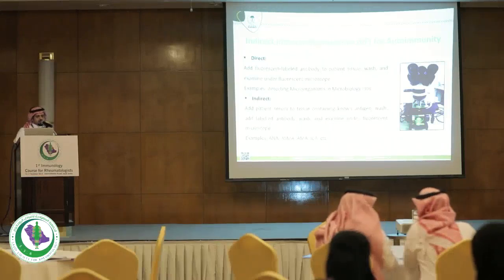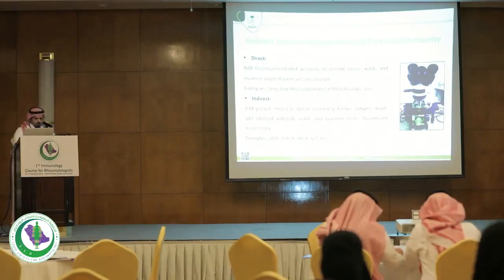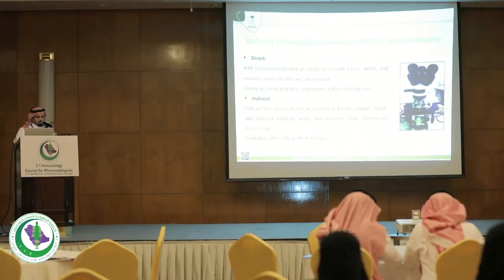The other method is the indirect immunofluorescence, and usually it's done by adding a patient's serum to a tissue containing known antigen, washing them, and then adding the labeled antibody. After that, we'll wash again and examine under a fluorescent microscope. Examples of this type are the anti-nuclear antibody, anti-smooth muscle antibodies, anti-mitochondrial, and many others.